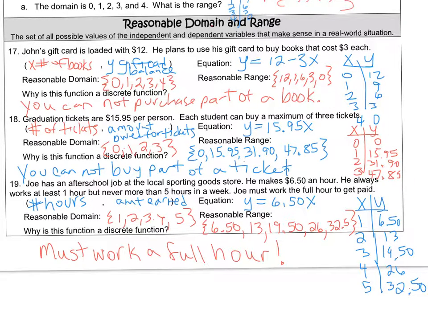Okay, this one's discrete because Joe has to work a full hour to get paid, and he's only paid for the full hour. So he's paid for 1 hour, for 2 hours, for 3 hours, etc. Also notice we didn't start at 0. Joe's not allowed to work 0 hours in a week. He always works at least 1 hour, but not more than 5. So that gives him a 1, 2, 3, 4, and 5 option.